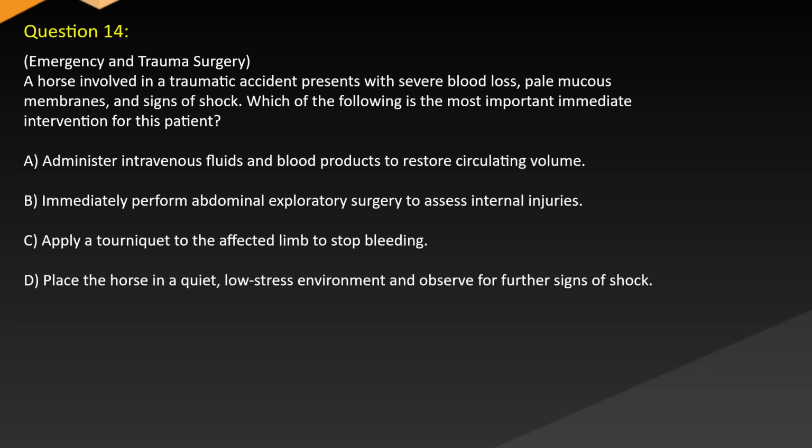A horse involved in a traumatic accident presents with severe blood loss, pale mucous membranes, and signs of shock. Which of the following is the most important immediate intervention for this patient? A. Administer intravenous fluids and blood products to restore circulating volume. B. Immediately perform abdominal exploratory surgery to assess internal injuries. C. Apply a tourniquet to the affected limb to stop bleeding. D. Place the horse in a quiet, low-stress environment and observe for further signs of shock.